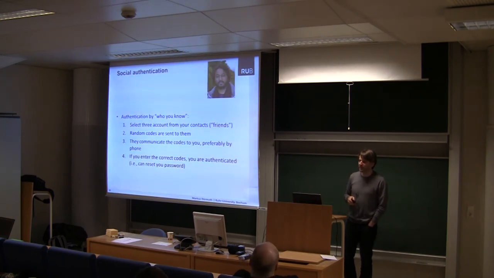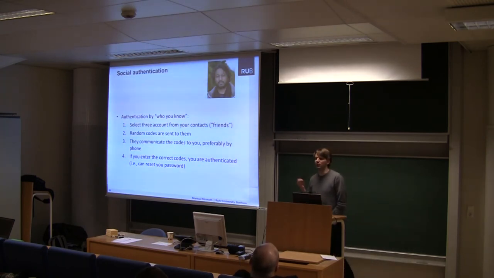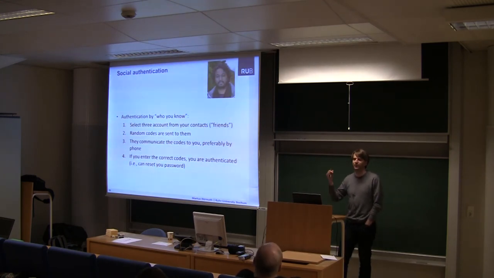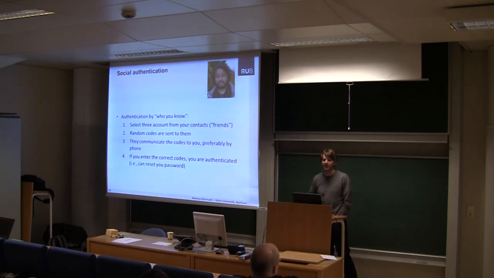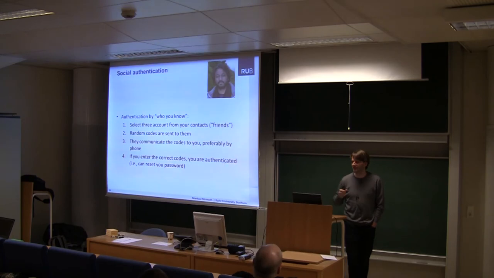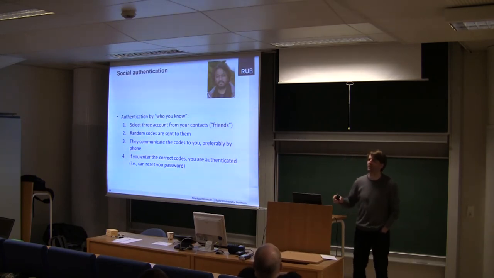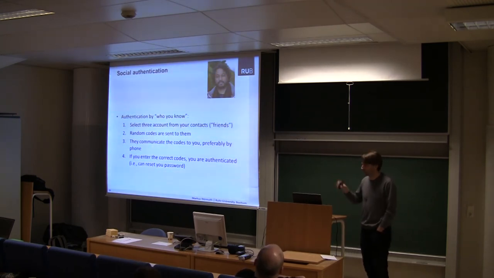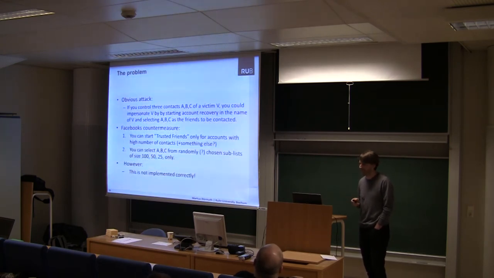Social authentication is authentication by who you know, as it's often handled. For example, for Facebook, if you lost access to your account, then you can select three of your friends, three of your contacts. Random codes are sent to those, then you phone them asking for the code and entering the three codes into a web form or something. And if those are correct, then you can reset your password or so. I mean, there are a million variations of the same idea, but that's the basic idea.